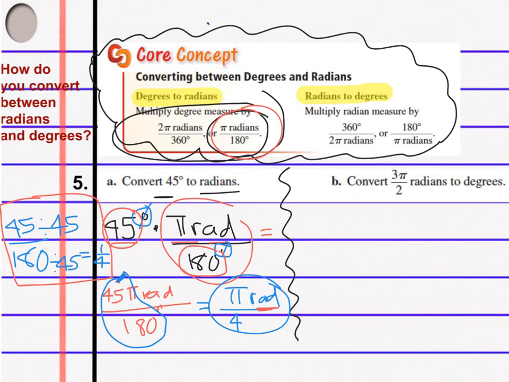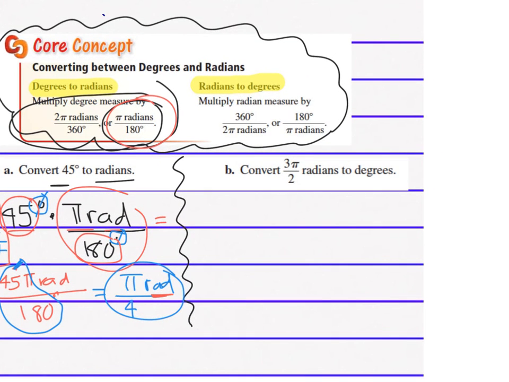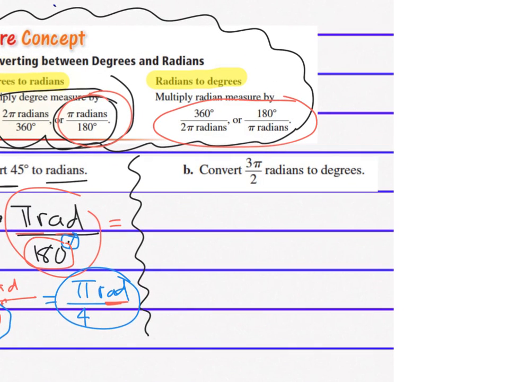All right, part B. Convert 3 pi over 2 radians to degrees. So now I'm going radians to degrees, and I think this direction is generally a little bit easier for people. So 3 pi over 2 radians, I'm going to multiply times my conversion. I like to use this one. So I'm going to multiply by 180 degrees over pi radians. Again, since you have radians on the top and radians on the bottom, those cancel, which is the point because you're converting from radians to degrees.